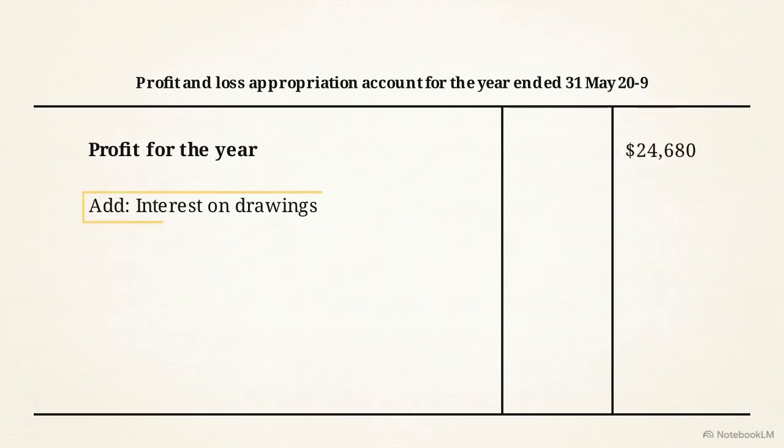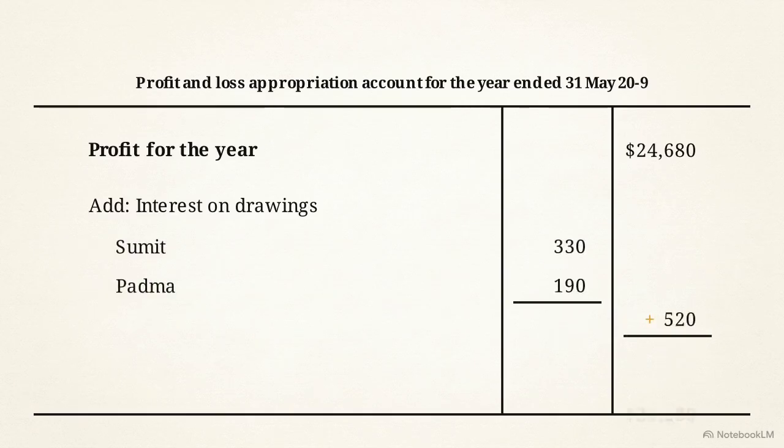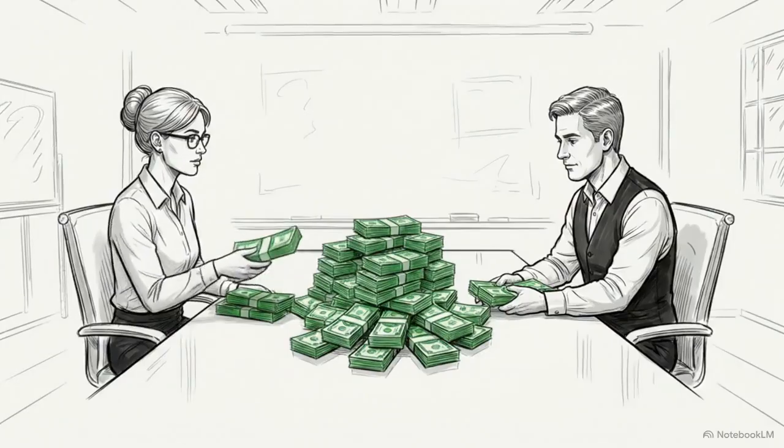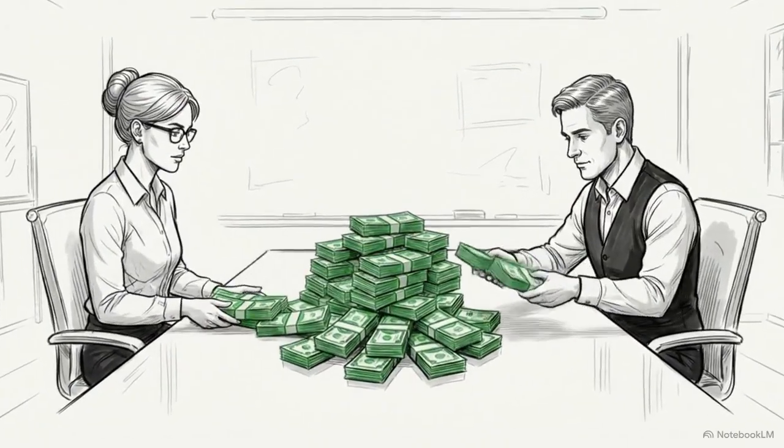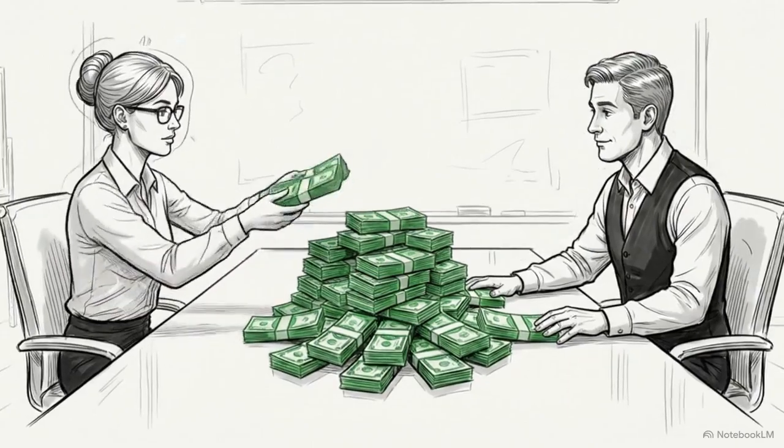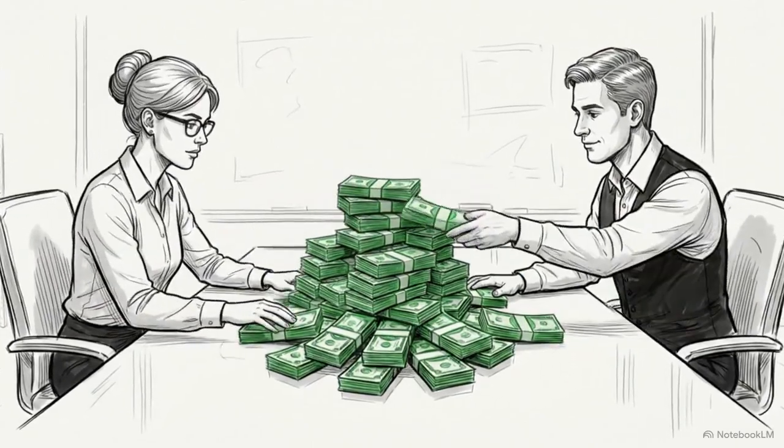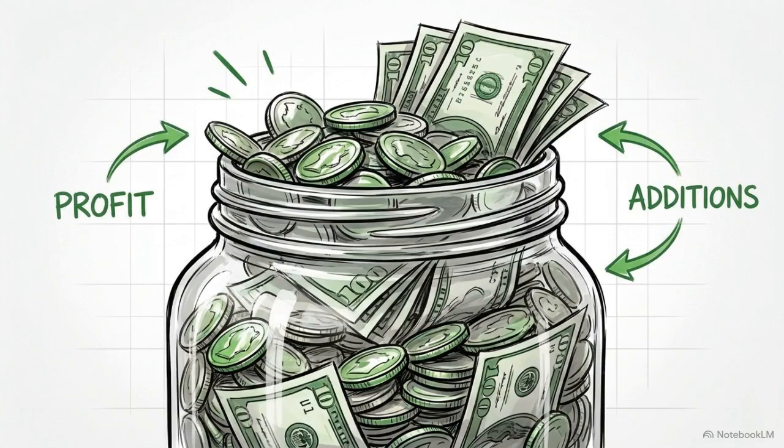We will use a starting figure of $24,680. Next, we add the interest on drawings charged to the individual partners. We add this amount because it acts as a penalty that the partners must pay into the business for taking early cash withdrawals. By paying this penalty back into the firm, the total profit pot actually gets bigger.